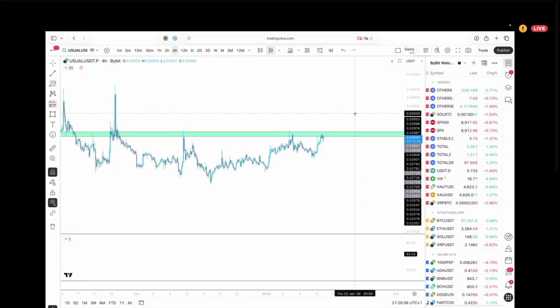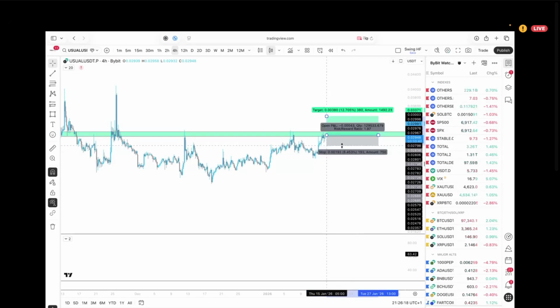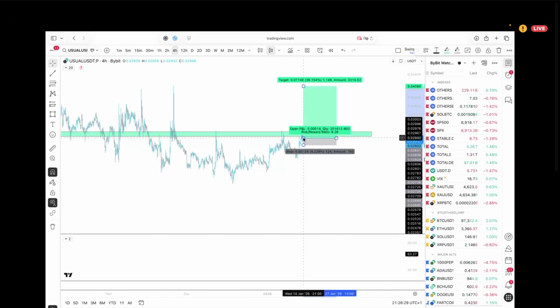Okay. I try to anticipate a bit the break of the resistance. I have stop losses right down here. And this would be the trade. My entries here. Try this, guys. I want to give it a try.